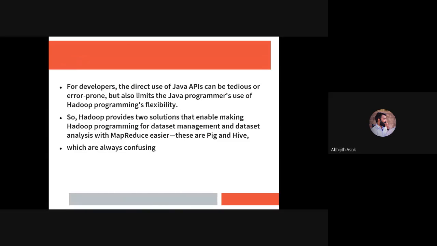For developers, the direct use of the Java API can be tedious or error prone. So Hadoop provides two solutions that make Hadoop programs for data management and data analysis with MapReduce easier. That is Pig and Hive.